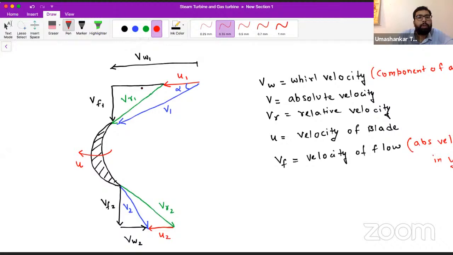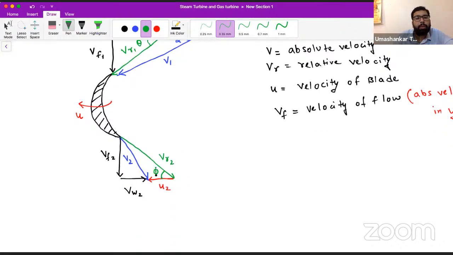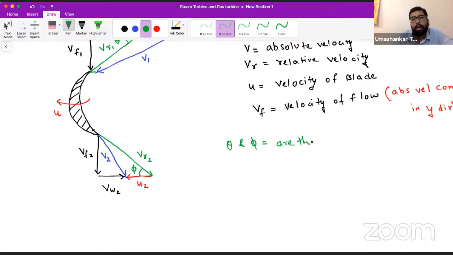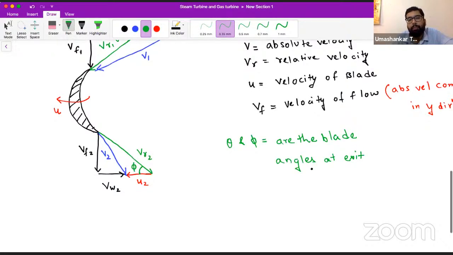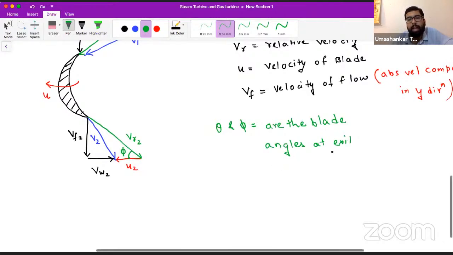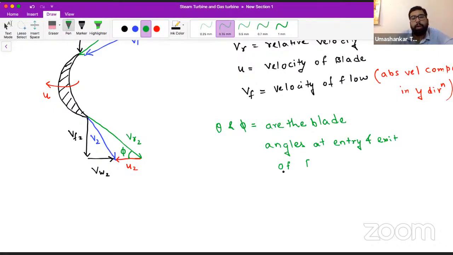So let's define the angles as well. This angle is known as theta. This angle is known as phi. So what are theta and phi? Theta and phi are the blade angles at entry and exit of the blade.